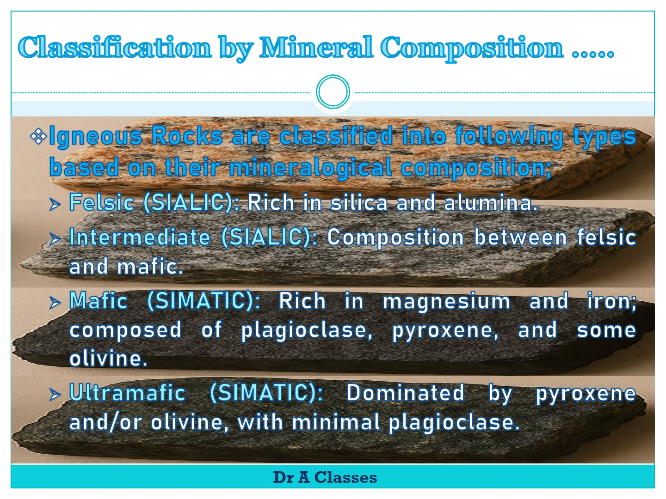The terms sialic and simatic reflect their elemental composition and give insight into their behavior in crustal and mantle processes. These distinctions are essential for identifying rock types in the field and understanding their geological origins and engineering relevance.